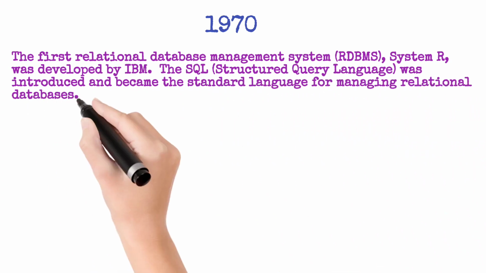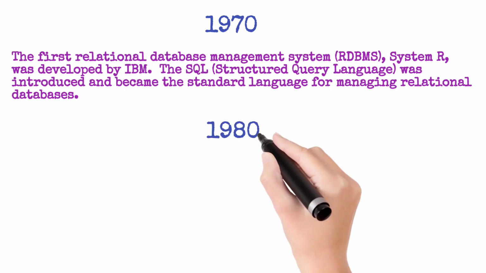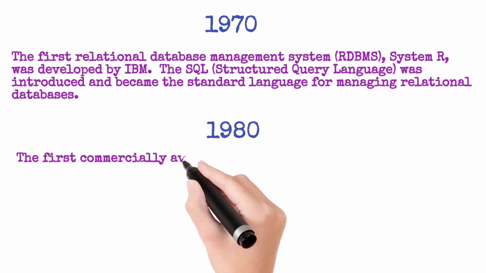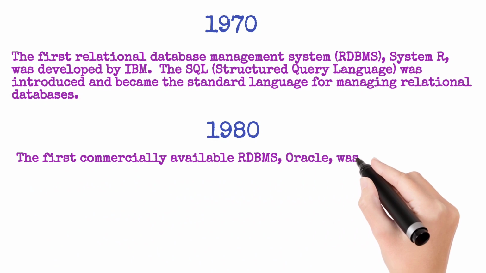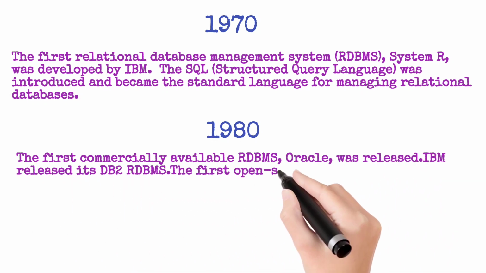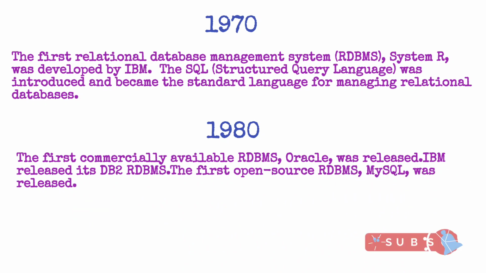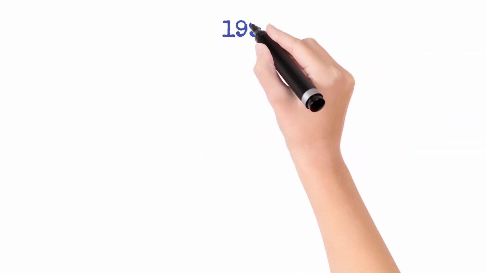Now in the 1980s, the first commercially available RDBMS, Oracle, was released. IBM released its DB2 RDBMS. The first open source RDBMS, MySQL, was also released. So it was released in the 1980s, and we are using it now.